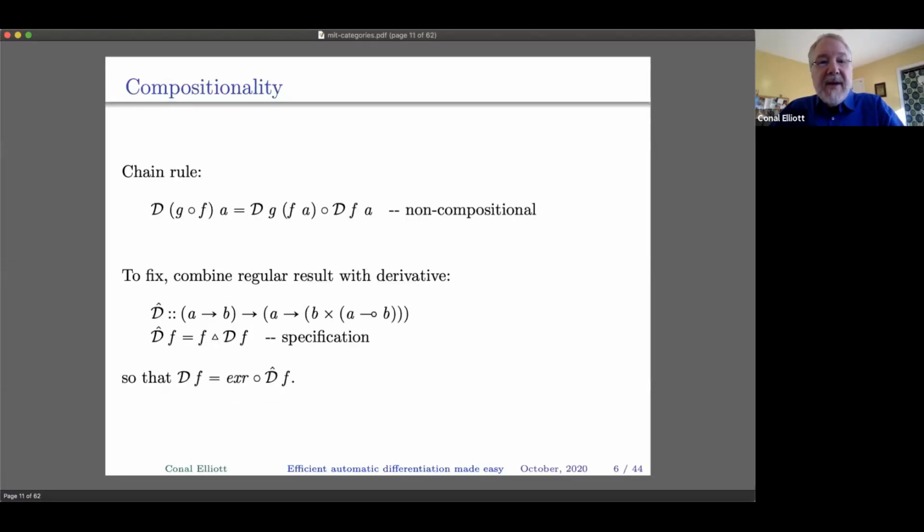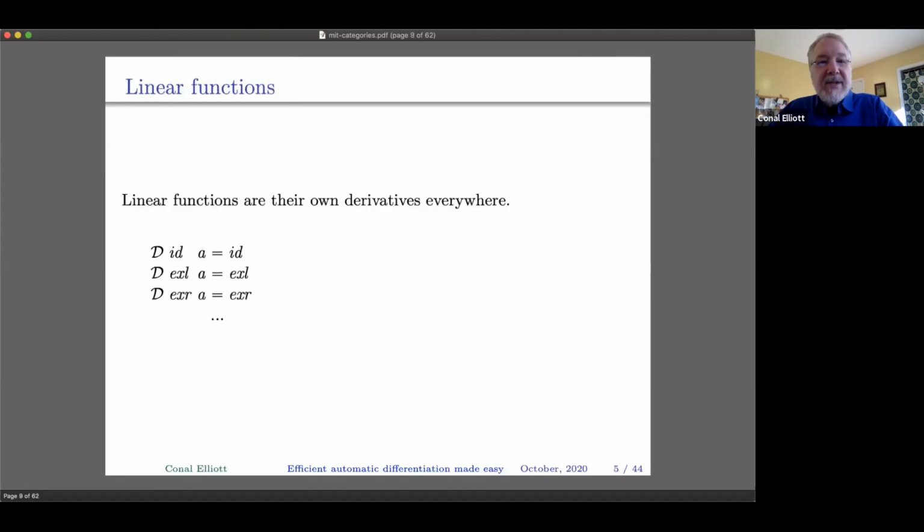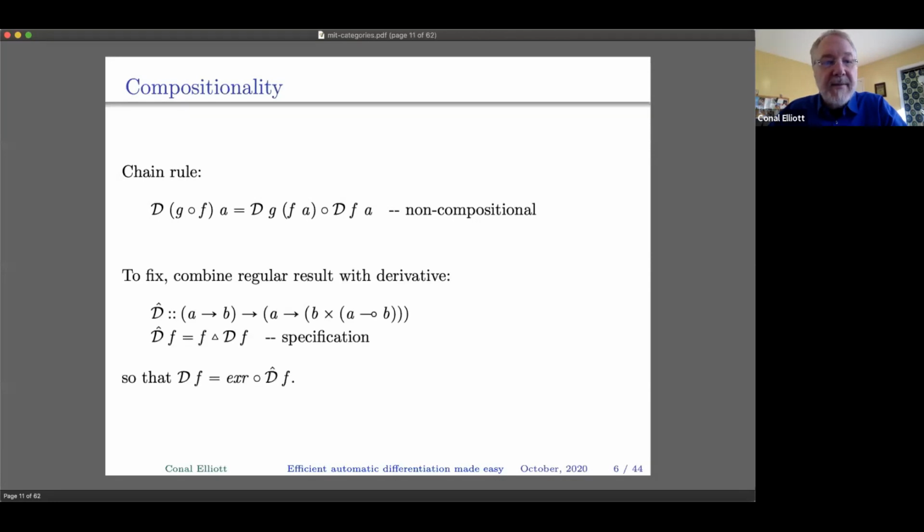Now, this vocabulary, sequential composition, parallel composition, and particularly these three linear functions, isn't just some arbitrary vocabulary. This is the vocabulary of Cartesian categories. So happily, differentiation itself as a mathematical operation, forget about programming or computers, is compositional in the language of Cartesian categories. That's the one property that makes this whole development work out nicely. That's why it works out.